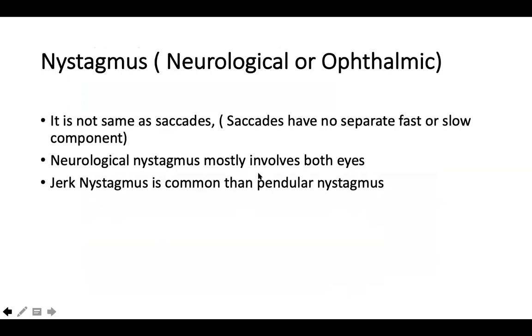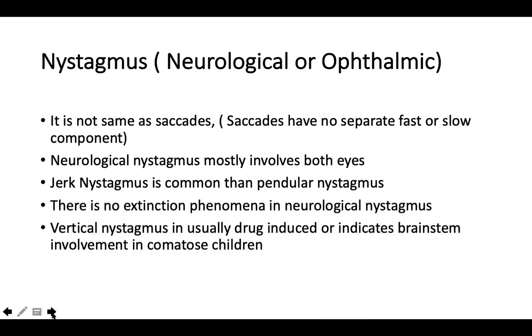Jerk nystagmus, the to and fro nystagmus with a fast component and a slow component, is much more common than pendular nystagmus, which has equal to and fro components. So that is the difference between a pendular nystagmus and a jerk nystagmus. In a pendular nystagmus, it is almost like a pendulum, a to and fro with equal directions, whereas in a jerk nystagmus, it is a to and fro with a fast component and a slow component.